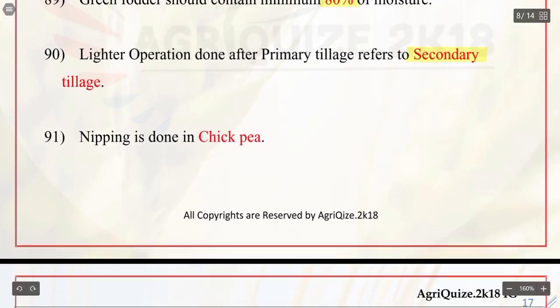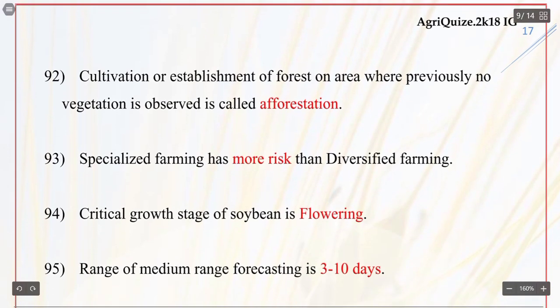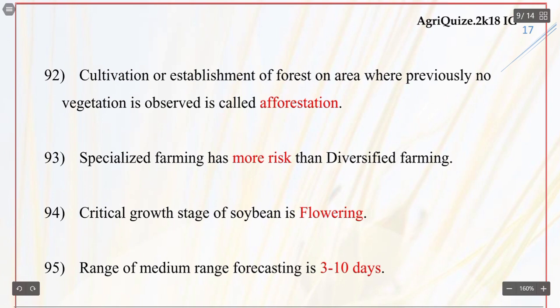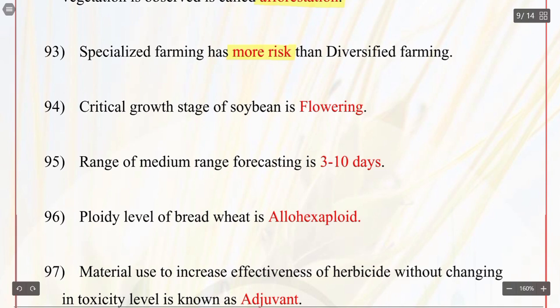Question number 91. Nipping is done in chickpea. Next, cultivation or establishment of forest on area where previously no vegetation is observed is called afforestation. Next, specialized farming has more risk than diversified farming. Next, critical growth stage of soybean is flowering.